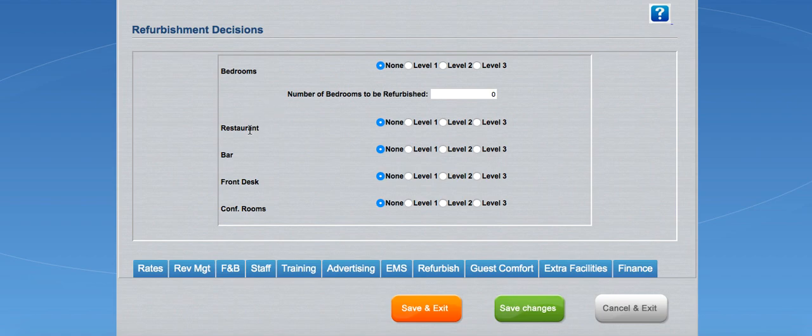Same goes for the public areas, the restaurant, the bar, the front desk, and the conference rooms. Think through really carefully what you need to do. Again, there are reports available to you. If you look at your monthly indicators report, you'll be able to see the current levels of refurbishment within the hotel. You'll be able to see if things are good at the moment, if they are less than good, and then you need to think of what your strategy is moving forwards for how to deal with these refurbishment decisions.